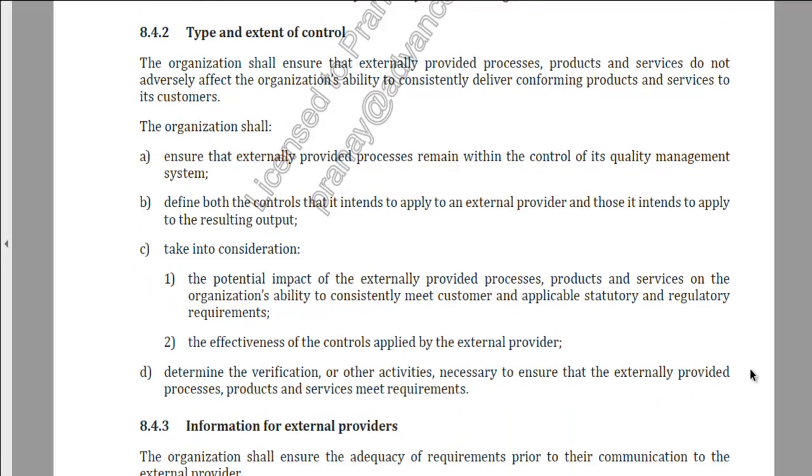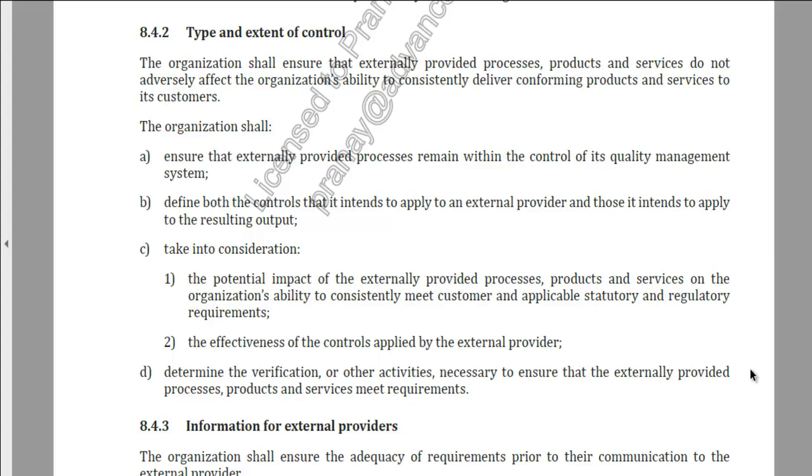D. Determine the verification and other activities necessary to ensure that the externally provided processes, product, and service meet requirements. So continuing with clause number 8.4, subclause 8.4.2 is now telling us exactly what the type and extent of controls are that we need to exhibit for all external providers involved in our quality management system. A is saying that we must include the externally provided processes within the control of the quality management system.